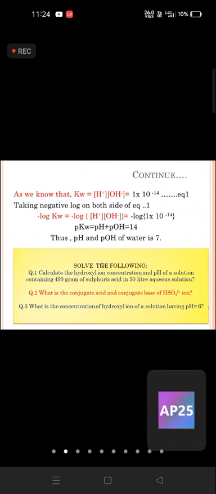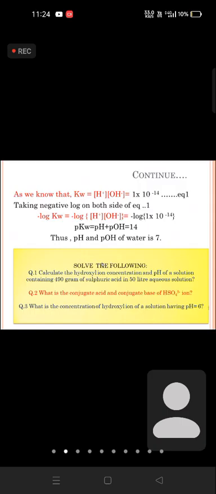Okay, is there any problem for question number 1? pH will be 1 and hydroxyl ion concentration will be 10 to the power minus 13. Next question, what is the conjugate acid and conjugate base of HSO4 minus ion? What is the conjugate acid of HSO4 minus? Please respond. H2SO4 and SO4 2 minus.